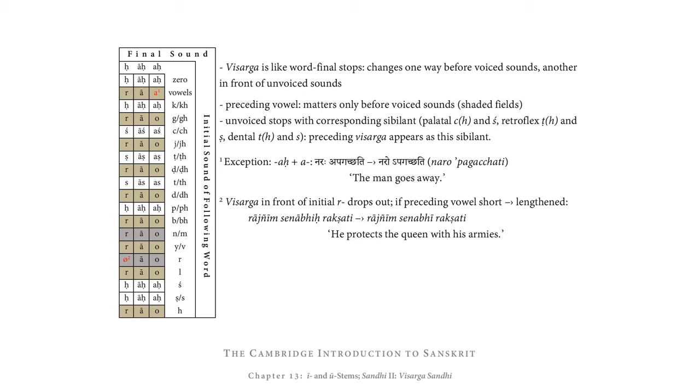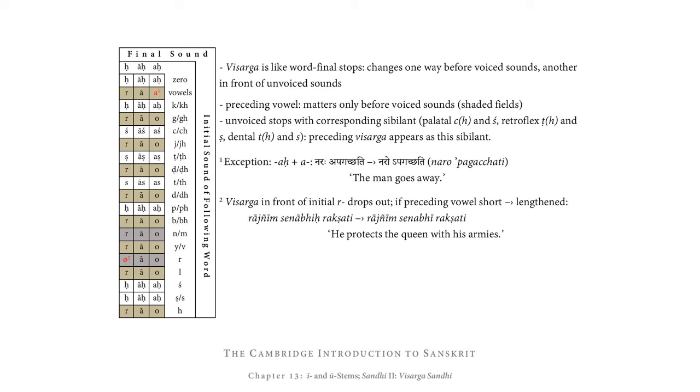Now if we have a palatal, a retroflex, or a dental stop following, and these are unvoiced, then visarga changes into a palatal, retroflex, or dental S. Remember, visarga originally, underlyingly, was S. And the S that it changes into depends on the exact nature of the sound that follows. So we have not the dental S, but the palatal ś in front of palatals, the retroflex ṣ in front of retroflex sounds, and the dental s in front of dentals. In front of p and ph, so in front of labial sounds, it remains exactly as it is.